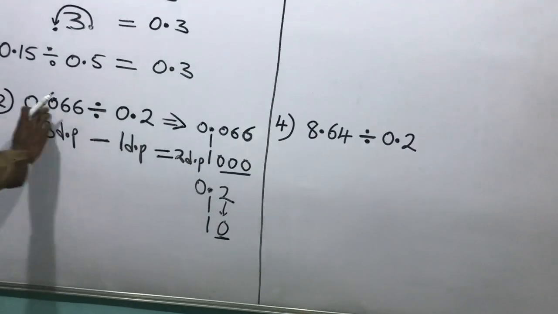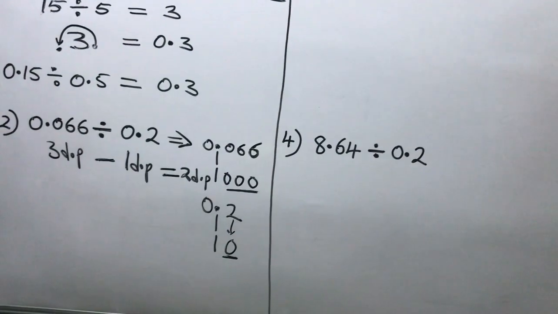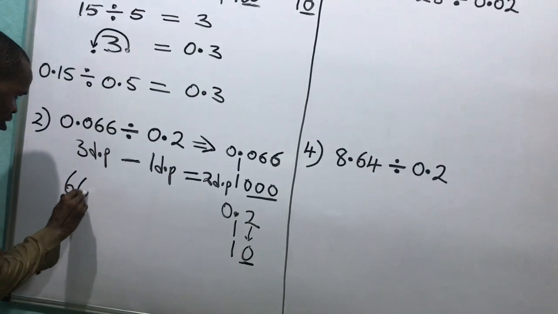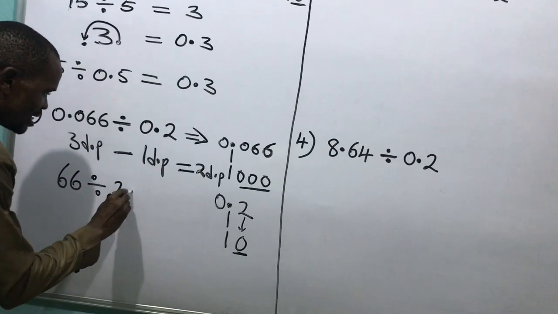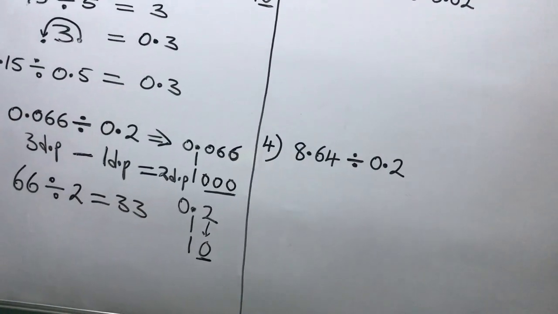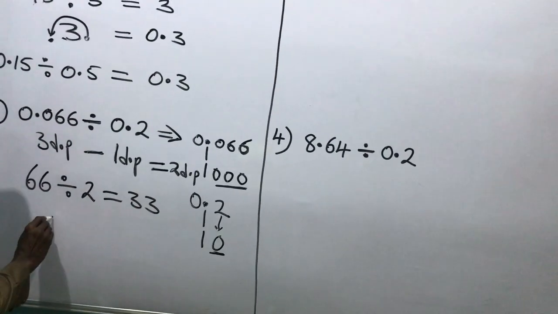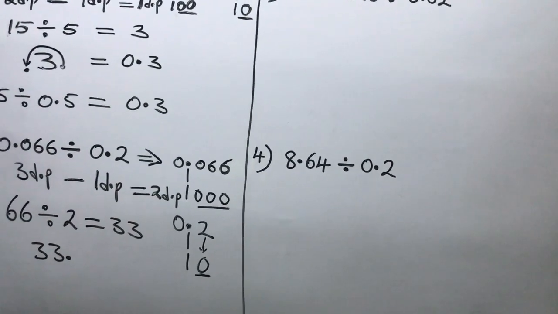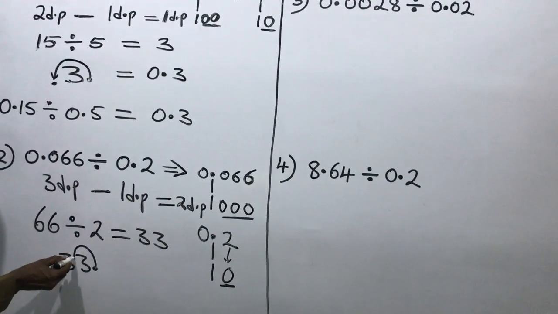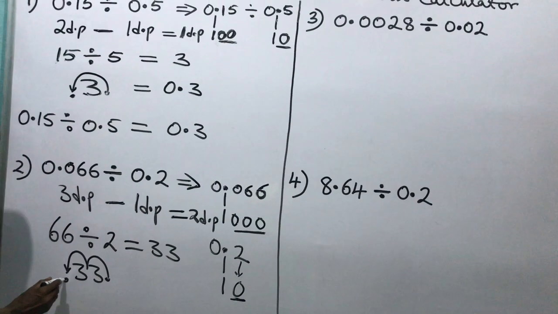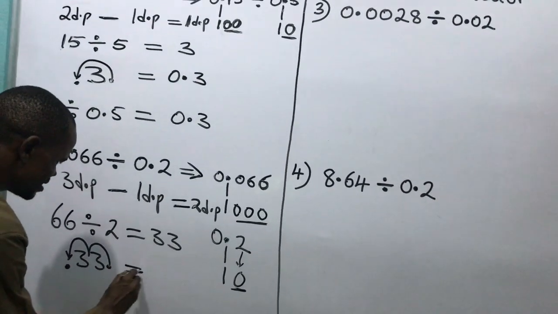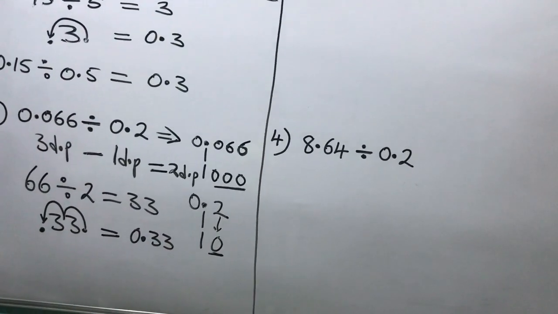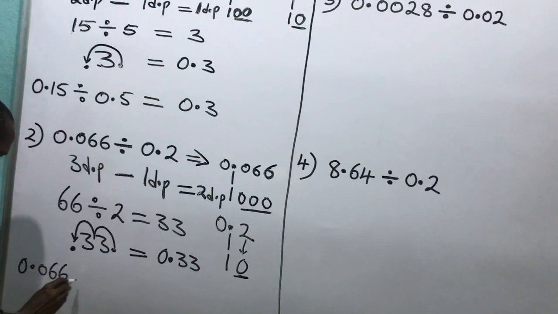Then I'm going to divide this as if they are not decimal fractions, which is going to be 6 divided by 2. And that gives me 3. I'm going to return back my decimal point. I have 3, and I look at where my decimal point is, but I have 2 decimal places to return back. I have 1, and then 2. That means my decimal point has to go to this point. And I'm having 0.33. That implies that 0.066 divided by 0.2 is 0.33.